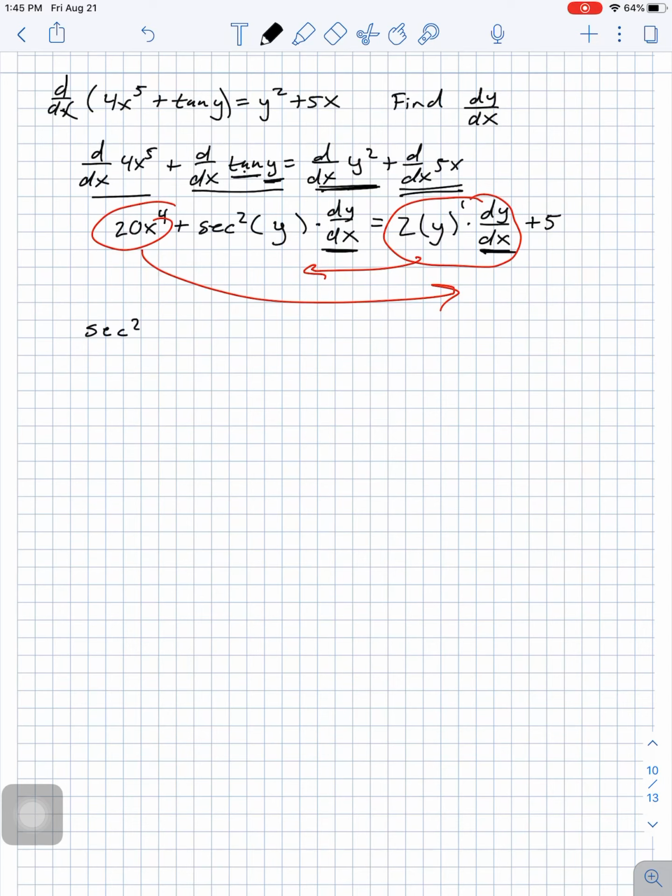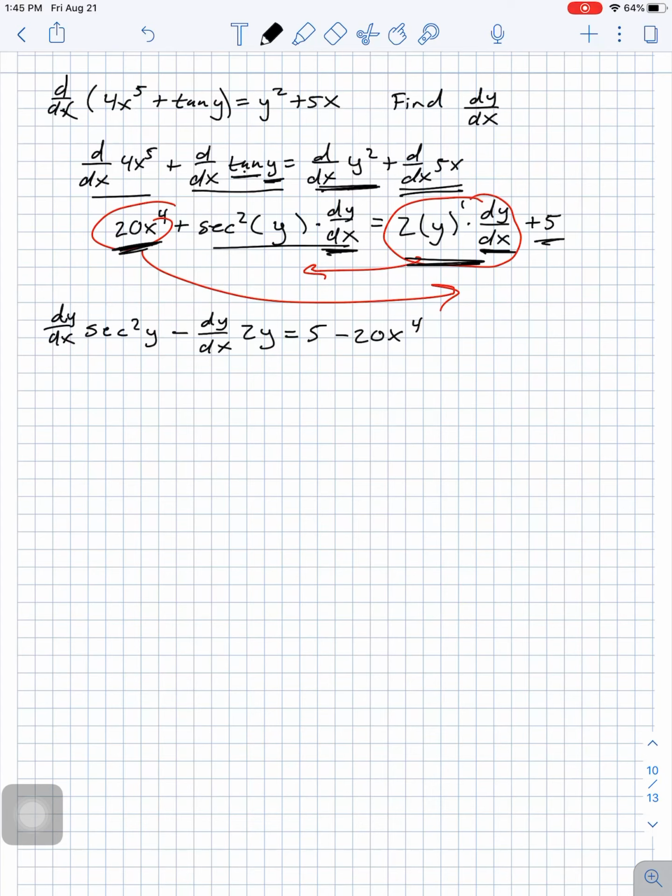So I have secant squared y. I'm going to put this dy dx in front just so we don't get messy. And then I'm going to subtract this term that I'm bringing over, dy dx to y. And then on the right hand side I've got that 5 still, and I'm subtracting over this 20x to the fourth.